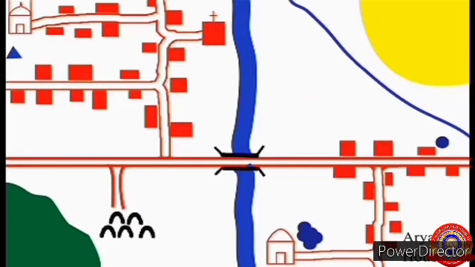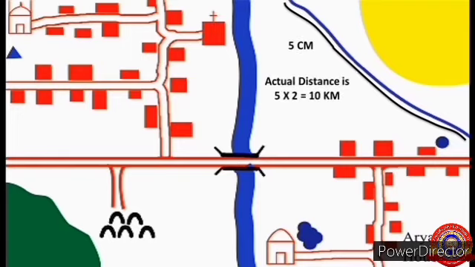Now question number 7. What is the length of the stream? What is the length of the stream flowing west of the agriculture field? The answer is the length of the stream in the map is 5 centimeter. So, the actual distance is 5 into 2, that is 10 kilometers.